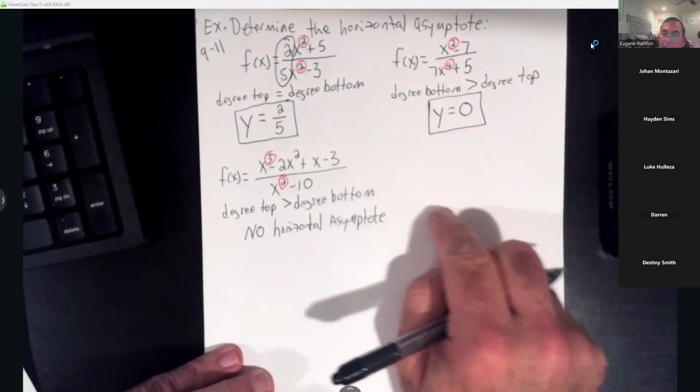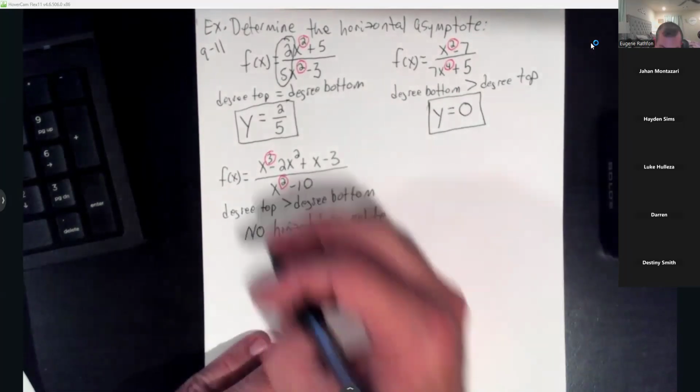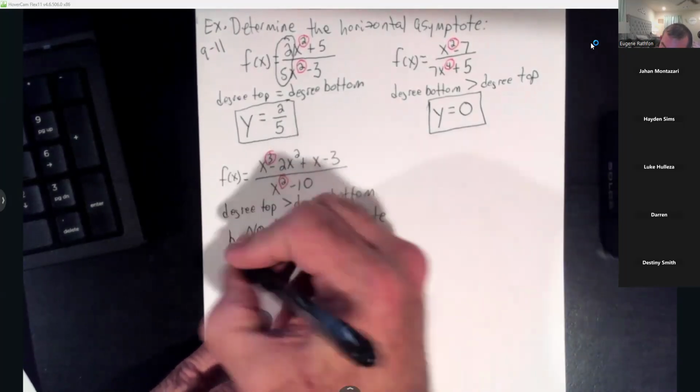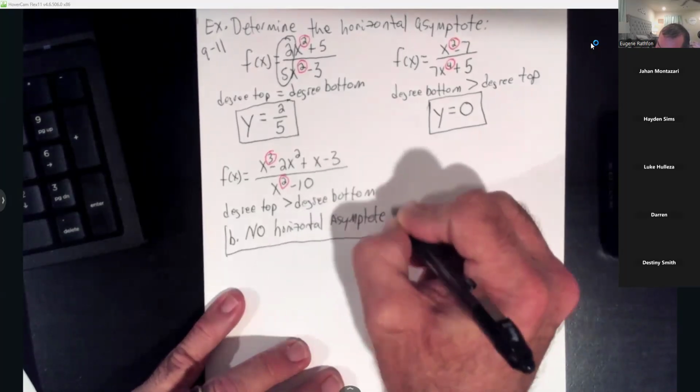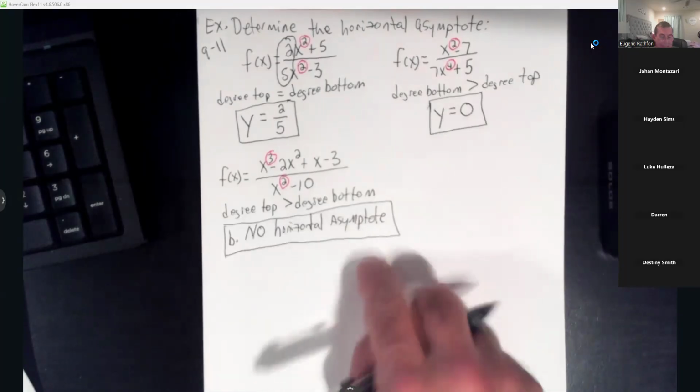Okay, these graphs won't try to get to anything. They'll just shoot up towards infinity. So usually they've got a choice B on this one, and you would just choose B, no horizontal asymptote.